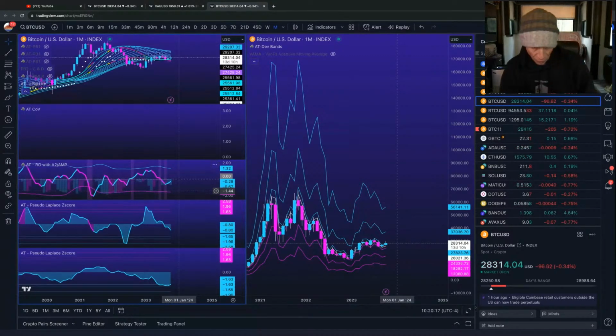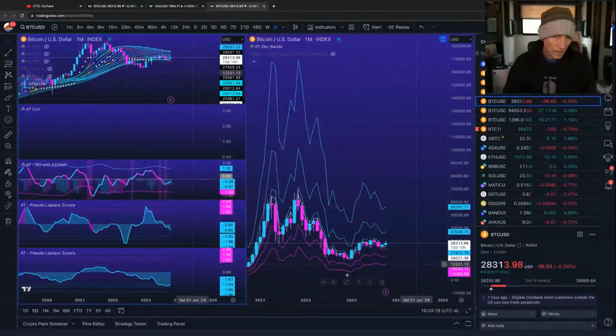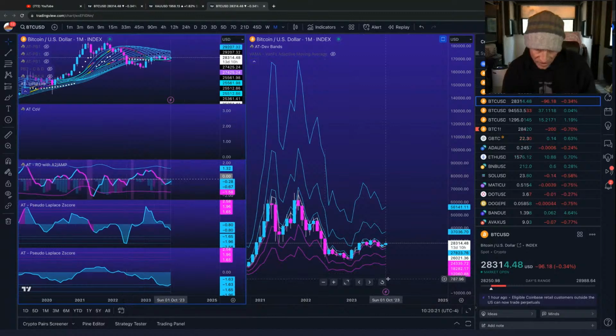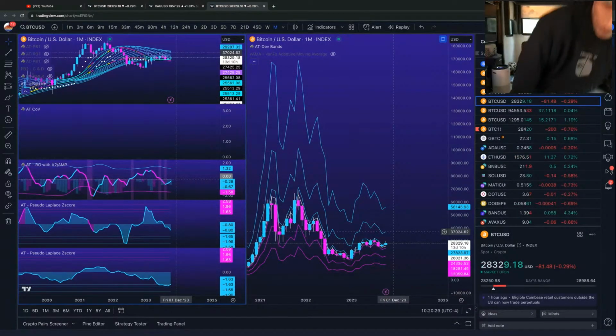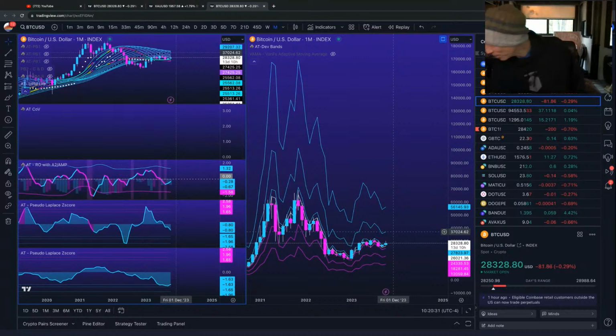But this thing has got room to run. Look at the monthly. Look at these deviation levels. If Bitcoin pops for the end of the month, you could easily see 95 for Laplace. $37,000 Bitcoin. Boy, that'll wake some people up.